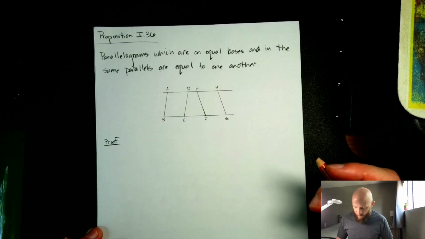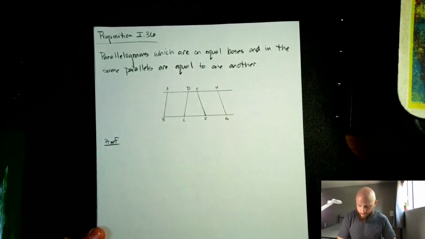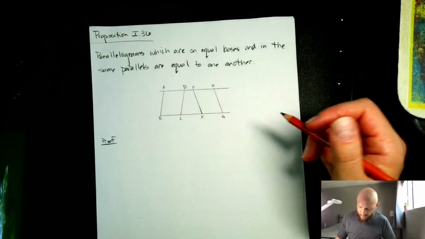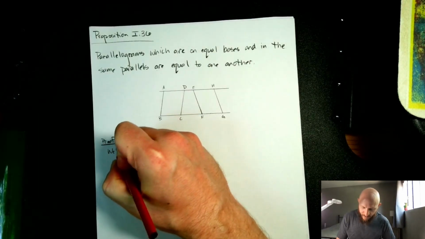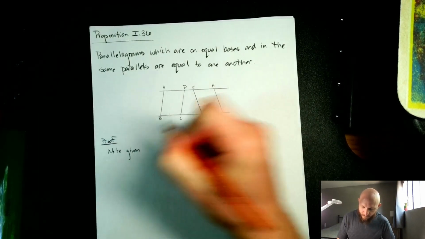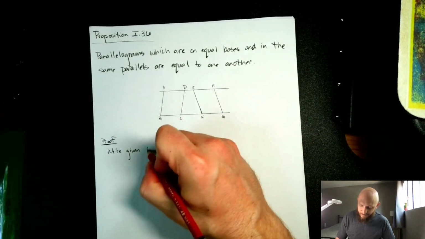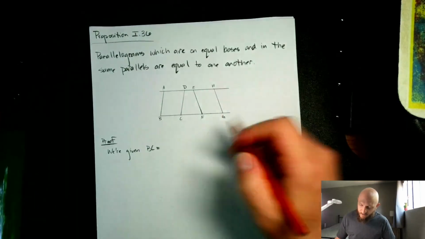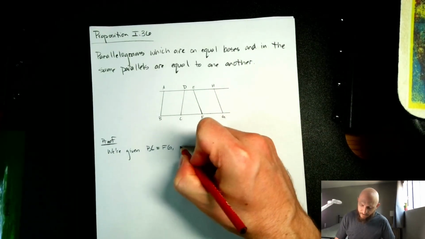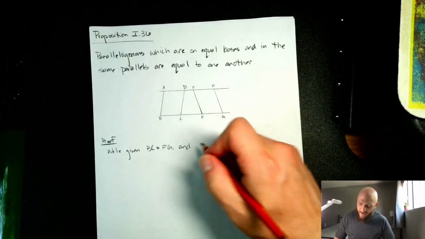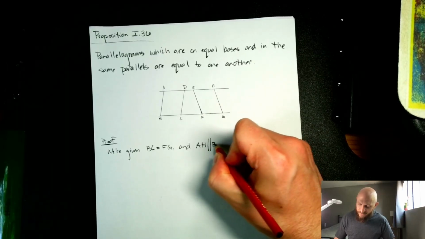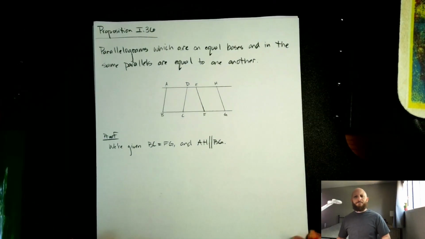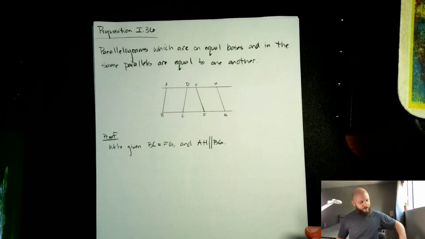All right, so proof, and maybe I'll just write it out. We're given that BC equals FG, and that AH is parallel to BG. So that's the setup. Now we need to prove that the parallelograms are the same. Well, how do we do that?